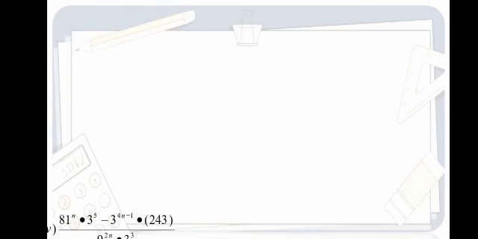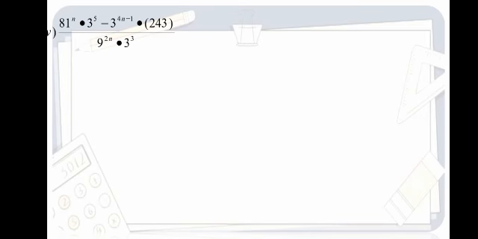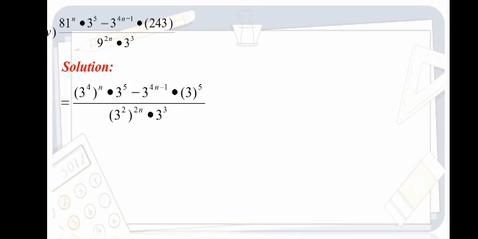Next question is 81 raised to power n into 3 raised to power 5 minus 3 raised to power 4 and minus 1 into 243 over 9 raised to power 2n into 3 raised to power 3. For the solution, make the factors of 81. When you will multiply 3 4 times, it will give you 81. So we can write it like 3 raised to power 4 whole power is n into 3 raised to power 5 remains same, minus 3 raised to power 4 and minus 1 will remain same.